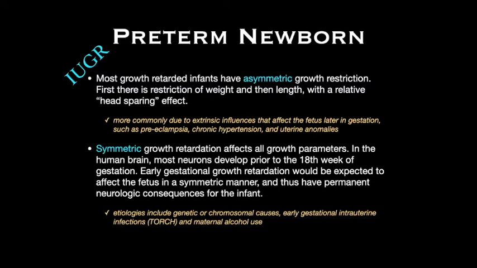So examples would be insults such as genetic or chromosomal causes, early gestational intrauterine infections such as TORCH infections, and maternal alcohol use. So, in terms of outcome and prognosis, if a premature baby is delivered with intrauterine growth retardation, a better outcome would be expected with asymmetric because there has been head sparing and brain development has not been affected.